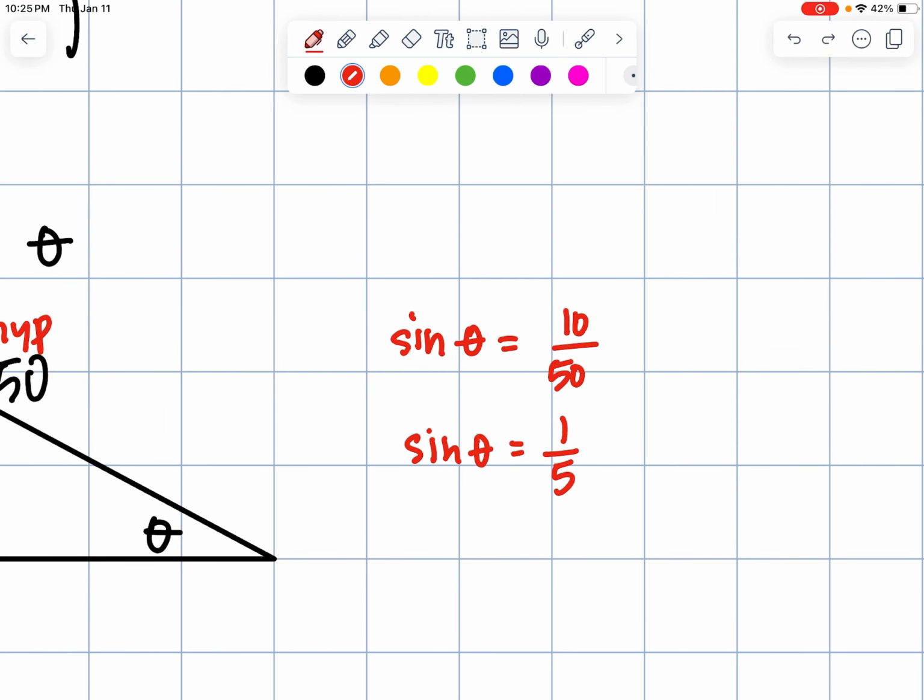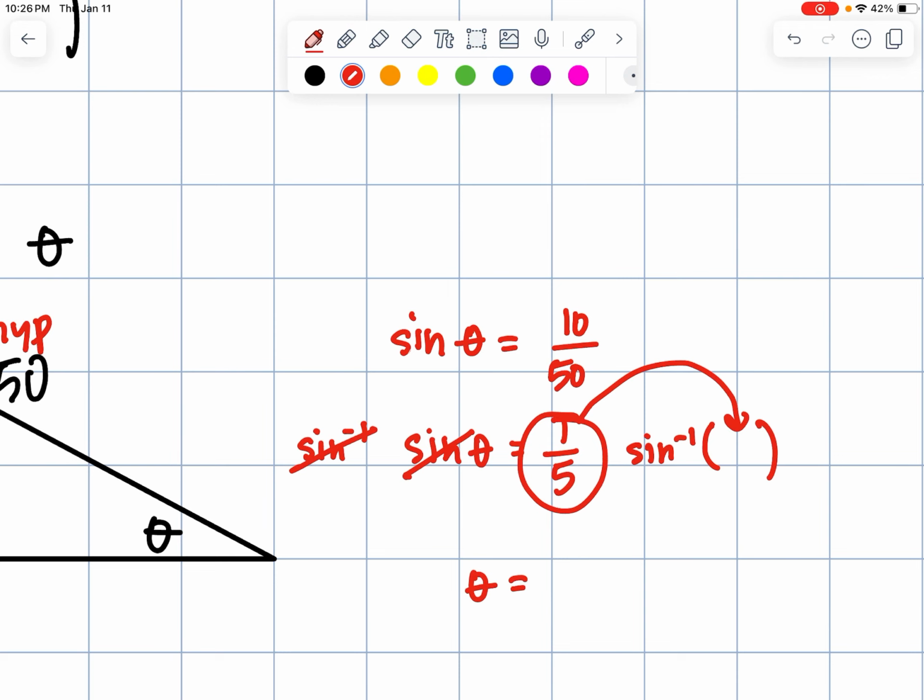In order to actually solve for the angle, we need to get rid of the sine. And the way we do that is we multiply both sides by inverse sine. Anytime you use a sine or cosine function, an open parentheses starts, especially in a calculator. So we're going to put this 1/5 into the parentheses. Inverse sine and sine cancel out, and we get theta by itself.